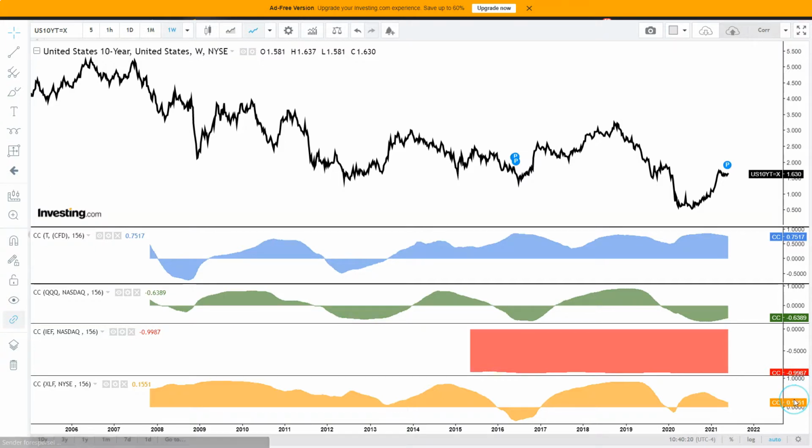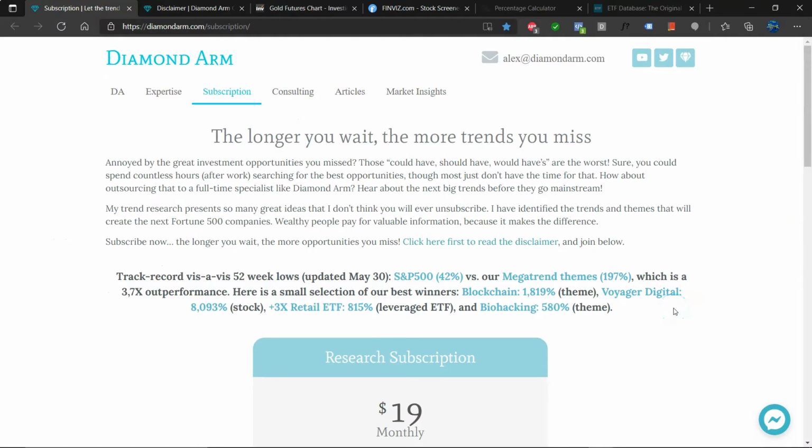Then here you have the financials. So XLF, this is the financial sector SPDR ETF, which only has a 16% positive correlation, much less than what you would expect by what the talking heads are saying.